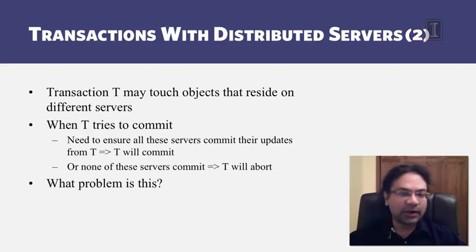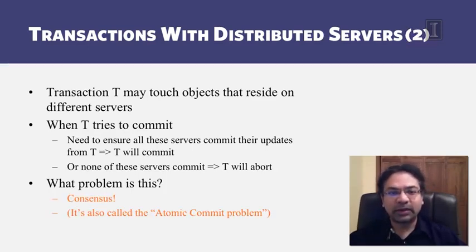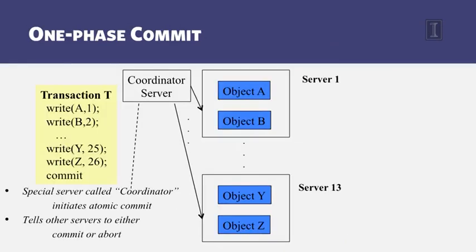This problem obviously should be familiar to you. This is in fact nothing but the consensus problem. In the context of transactions, it's known as the atomic commit problem. So one way to do an atomic commit is known as one-phase commit. This is a first-cut, naive approach where you have a coordinator server, say a special server elected using a leader election protocol, your favorite leader election protocol.